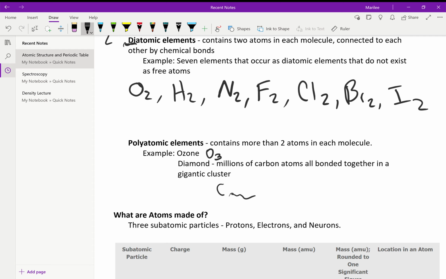So what are atoms made of? Atoms are made of 3 subatomic particles. We have protons, electrons, and neutrons. I have a lot of typos here. Neutrons.